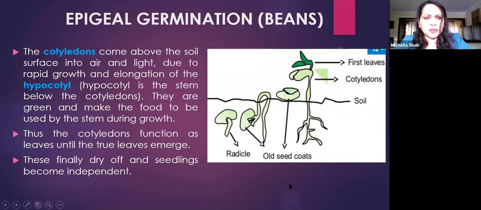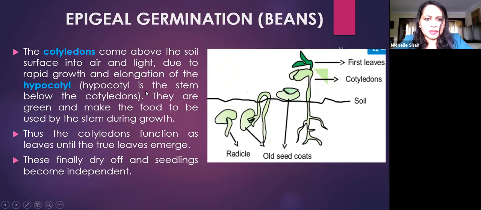The difference between beans and peas is the way in which they grow. For instance, this diagram shows the growth of beans, which is called epigeal germination. It is different to the way in which peas would grow, so I'll explain the difference. The cotyledons come above the soil surface into the air and light due to rapid growth and elongation of the hypocotyl. So the cotyledon, which is this circular part, comes above the ground as shown in this last part.